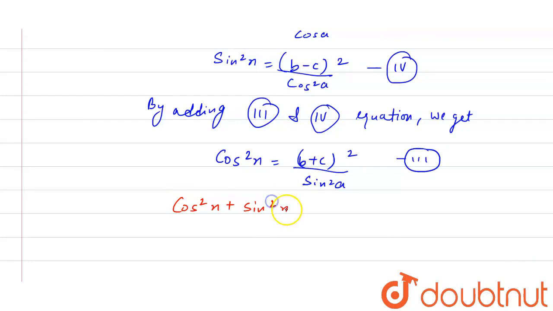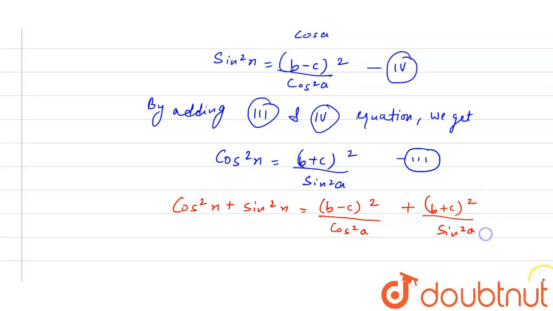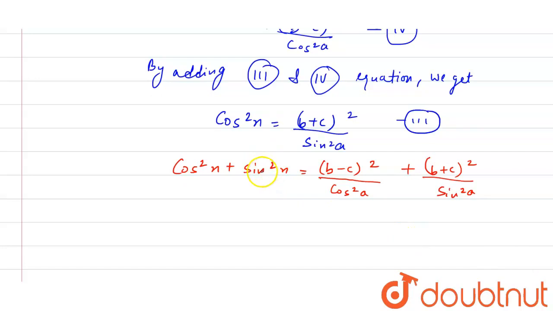equals (b - c)² / cos² a + (b + c)² / sin² a. So we know that cos² x + sin² x = 1. So we can say that 1 = (b - c)² / cos² a + (b + c)² / sin² a. So we have eliminated x. So this is our final answer.